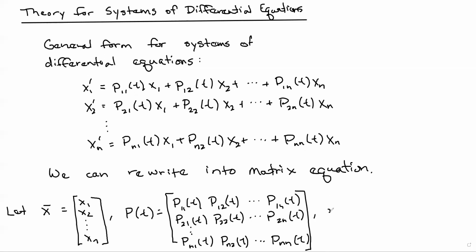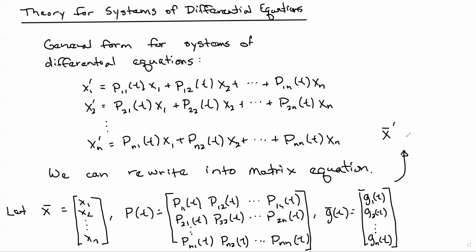And then finally, we can say, let g of t equal g1 of t, g2 of t, dot, dot, dot, gn of t. This is a vector. If we make these substitutions for the stuff up here, then we could rewrite this into x prime equals P of t times x plus g of t. Okay, where this is the vector x prime, that's the vector x, so we're taking the derivative of that, and that would equal P of t times vector x plus vector g.